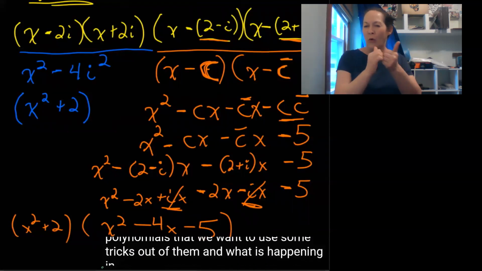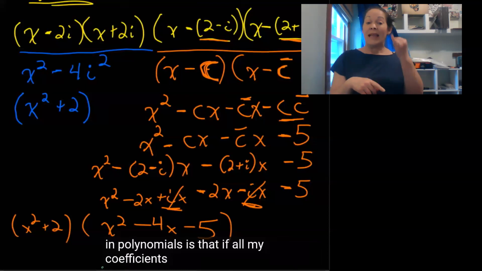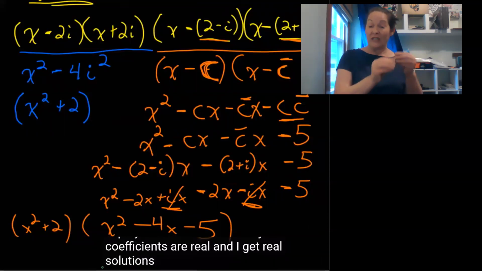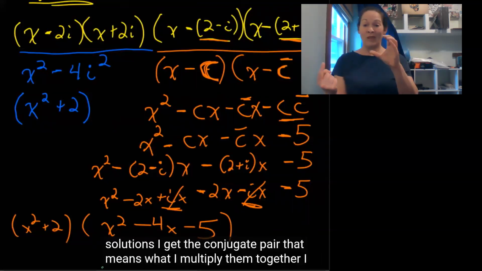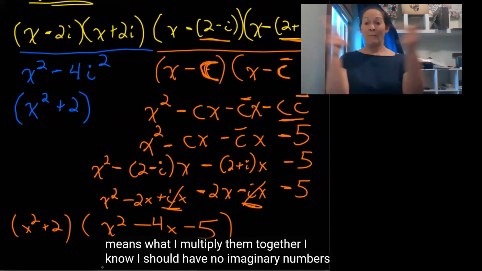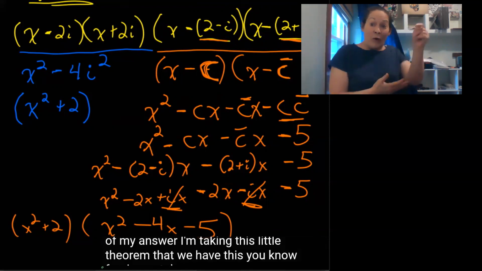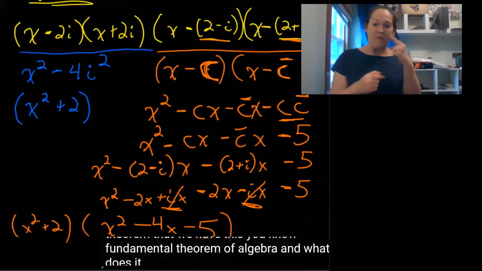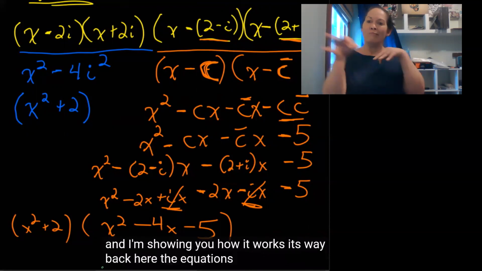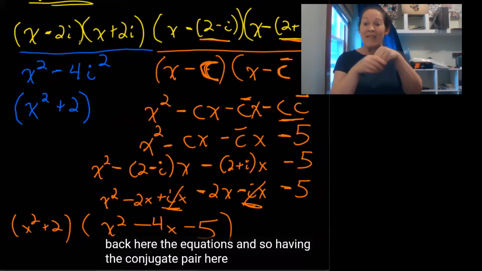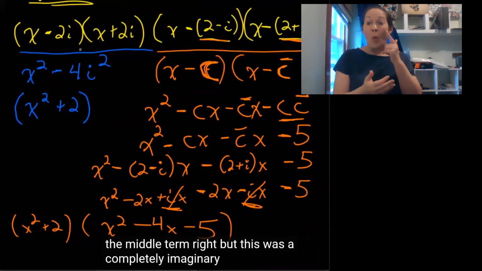And what is happening in polynomials is that if all of my coefficients are real and I get complex solutions, I get the conjugate pair. That means when I multiply them together, I know I should have no imaginary numbers in my answer. So I'm taking this fundamental theorem of algebra, asking what it means to have a conjugate pair, and showing you how it works its way back through the equations. Having the conjugate pair here completely kills the middle term, right? But this was a completely imaginary number.